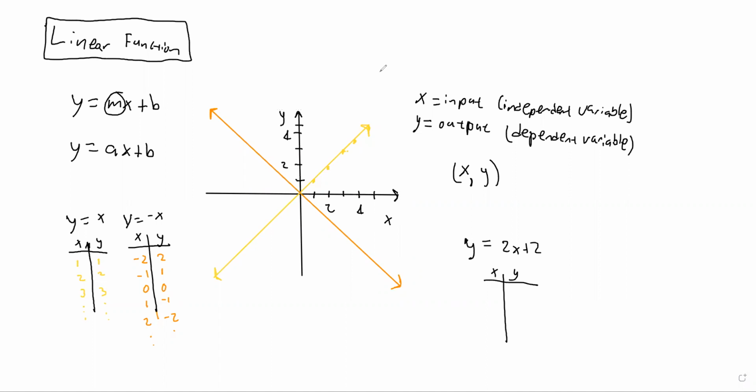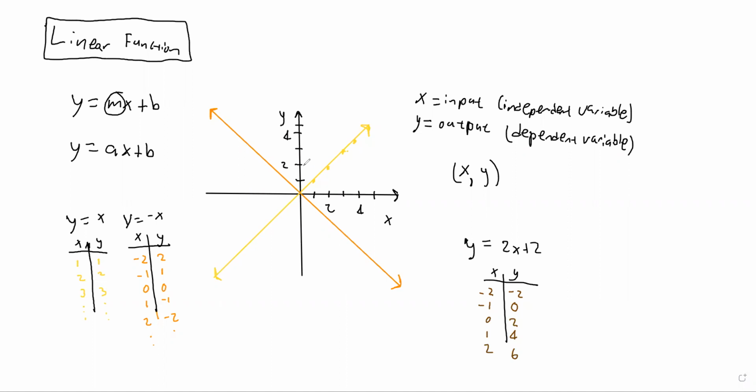And then last but not least, we work on this one. Y equals 2x plus 2, so let's do -2, -1, 0, 1, 2. -2 times 2 is -4, plus 2 is -2. -2 times -1 is 2, plus 2 is 0, 0, 2, 4, 6. Should continue the pattern.